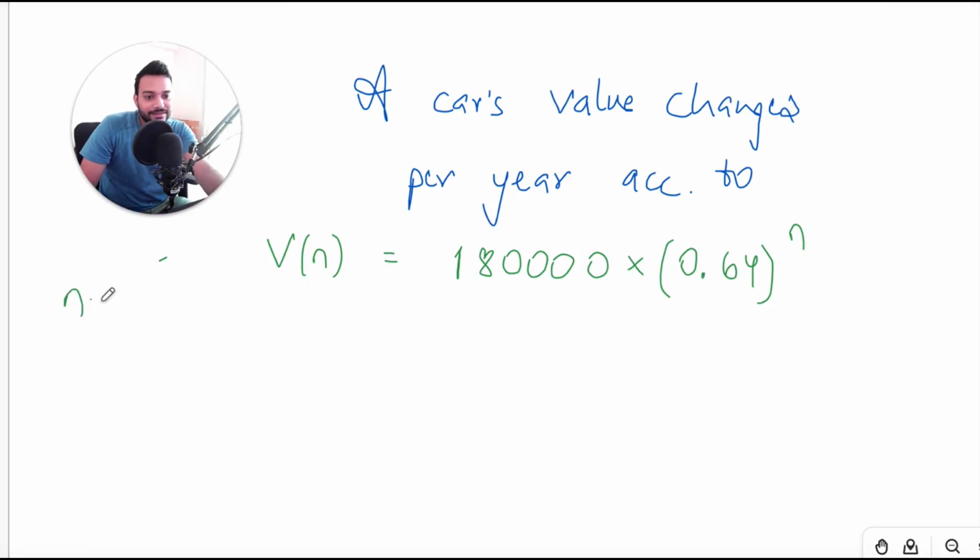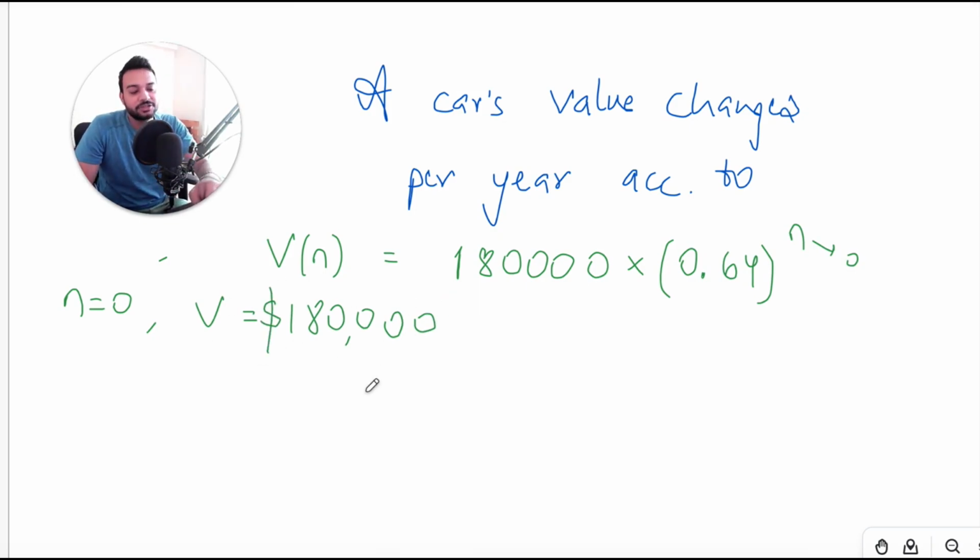When I take n equal to 0, that means after 0 years, just at the beginning of the purchase of the car, I get 0.64 raised to 0, and any number raised to 0 is 1. So I get V as 180,000. That means this is the initial value of the car in dollars. Okay, initial value of the car.